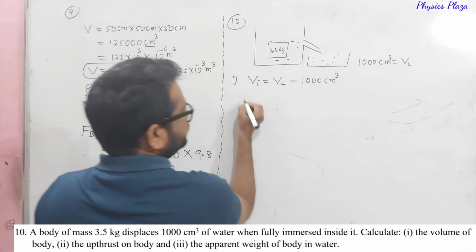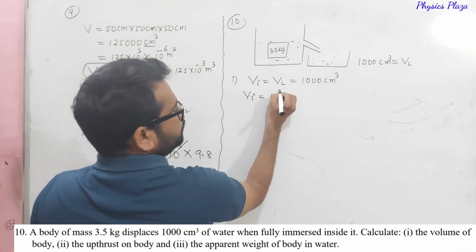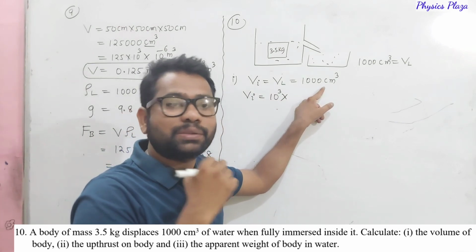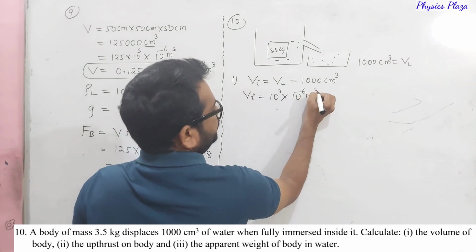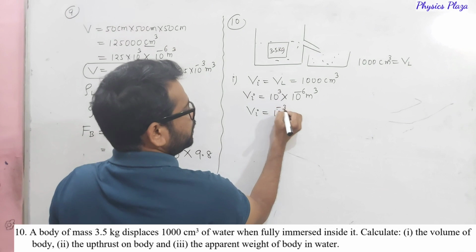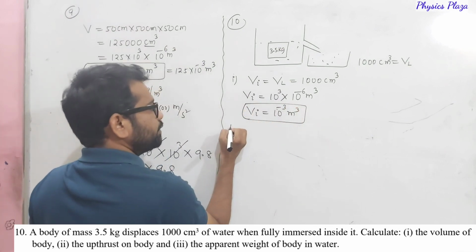So let us convert this, children. Here V is equal to 1000, which can be written as 10 power 3 centimeter cube, and a centimeter cube is equal to 10 power minus 6 meter cube. So the volume of the solid we got as 10 power minus 3 meter cube. Okay, fine. One we have calculated.